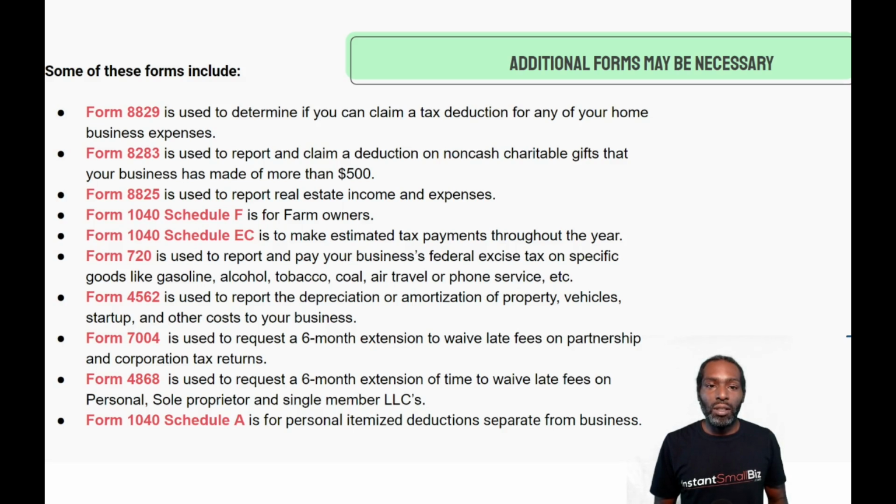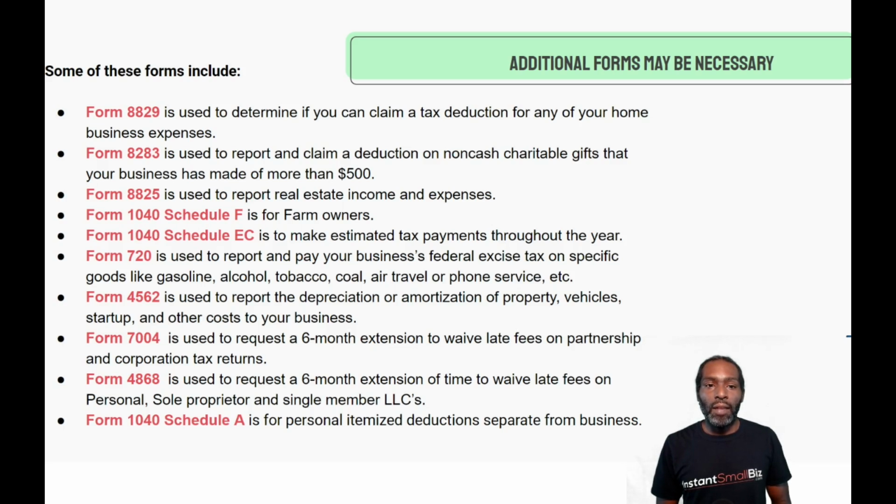Form 7004 is the six-month request for extension. It's basically the extension to file your tax returns that you hear about all the time. This is for corporations. The 4868 is for sole proprietors and single-member LLCs. One thing to notice is that this is just to waive the fees, so you don't get late fees for six months. You have to file these forms before the due date of your taxes to get this extension.